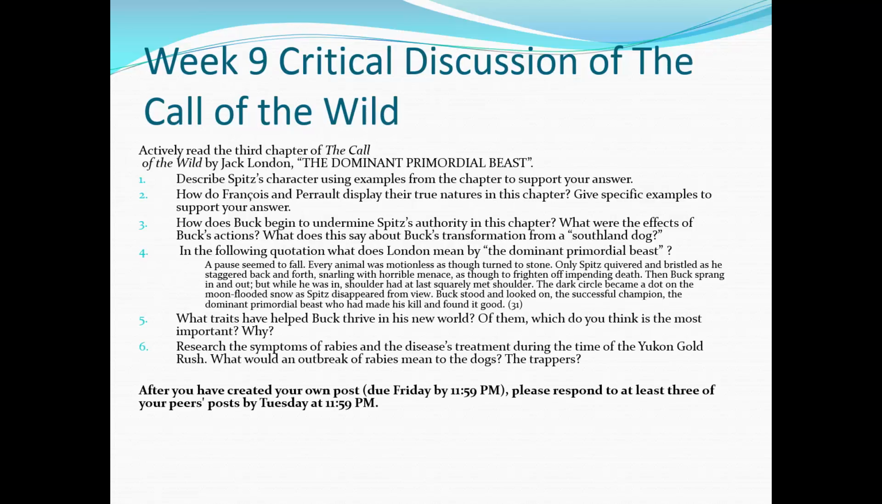So this week, the critical discussion will be about Chapter 3 of The Call of the Wild by Jack London. It's called The Dominant Primordial Beast. Describe Spitz's character using examples from the chapter to support your answer. How do Francois and Perrault display their true natures in this chapter? Give specific examples to support your answer. How does Buck begin to undermine Spitz's authority in this chapter? What were the effects of Buck's actions? What does this say about Buck's transformation from a Southland dog?